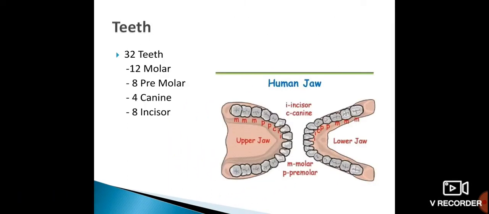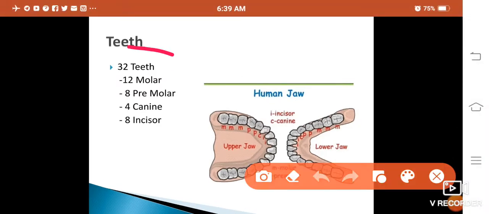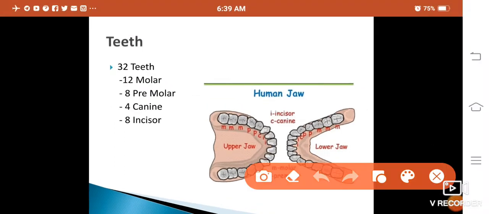Now another part of the buccal cavity is our teeth. So an adult has how many teeth? It's 32 teeth. 12 are molar, 8 are premolar, 4 canine, and 8 incisor.